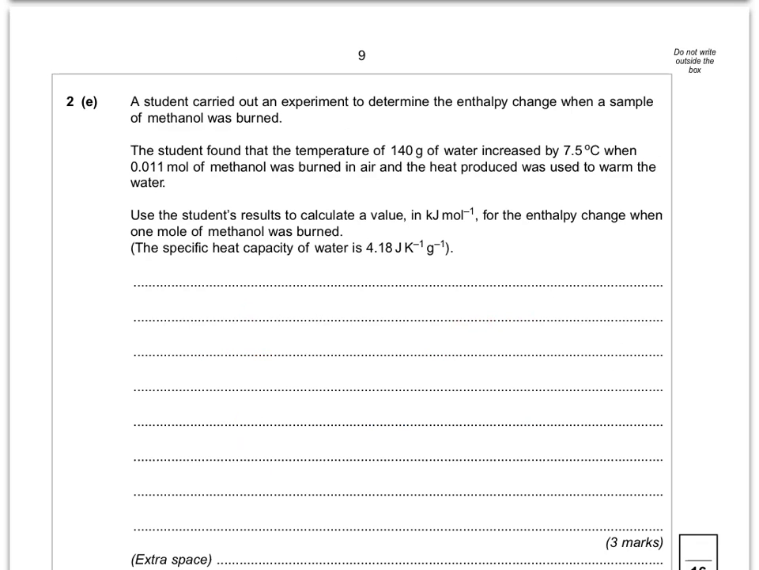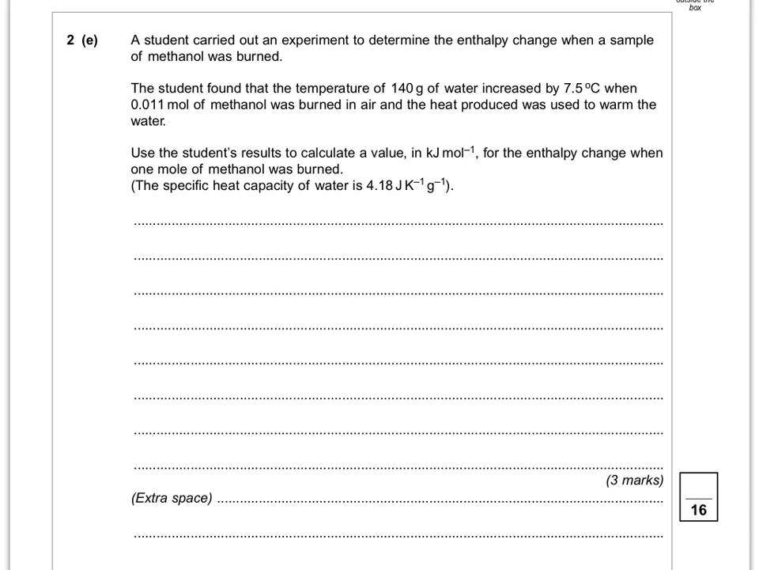And then we've got an enthalpy change question, not Hess's law. This is where you're using Q equals mc delta T. So let's just read the whole question. So we've got a student carried out an experiment to determine the enthalpy change when a sample of methanol was burned. The student found the temperature of 140 grams of water increased by 7.5 degrees when 0.011 moles of methanol was burned in air, and the heat produced was used to warm the water. And use those results to calculate enthalpy change for 1 mole of methanol burned.